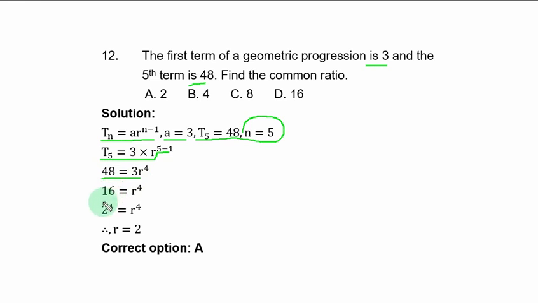If you divide through by 3, you have 16 equal to r to the power 4. For us to get r, it is possible to express 16 as a power of 4, and that is 2 to the power 4 equal to r to the power 4. By the time you equate the powers, you have r equal to 2. Or from this point, you can take the fourth root of both sides, and that will also give r equal to 2. A is the correct option.